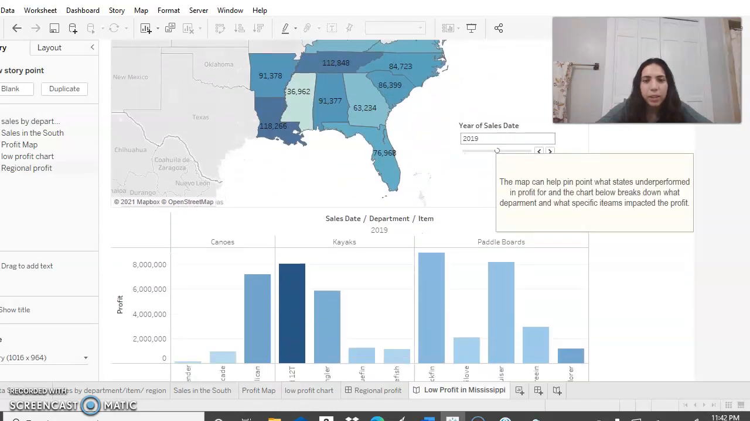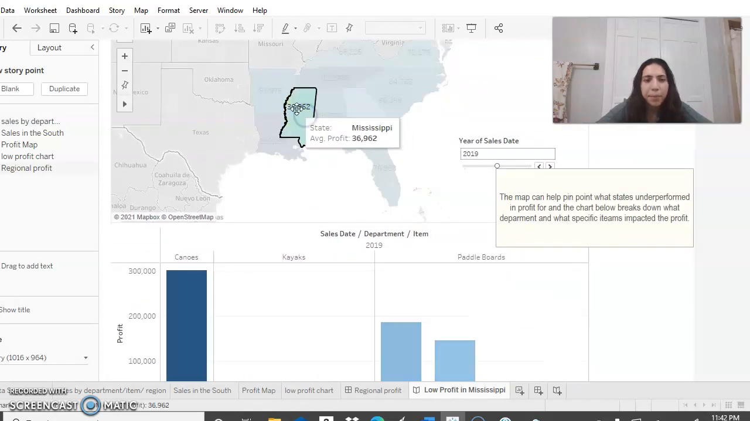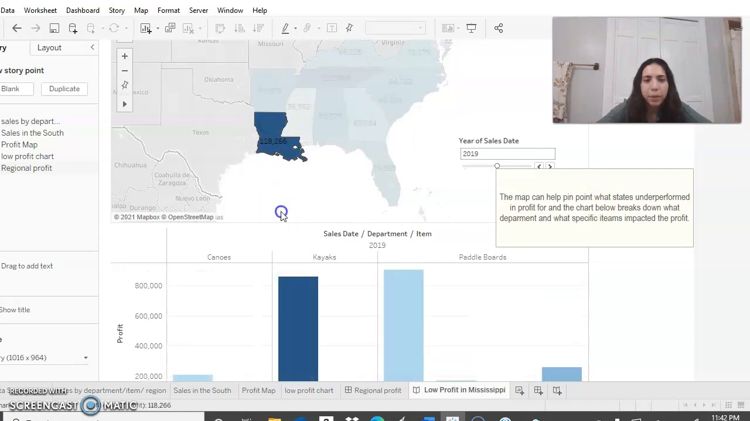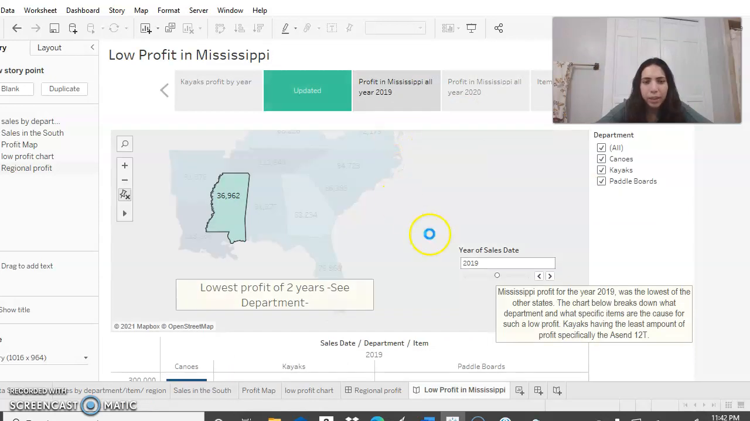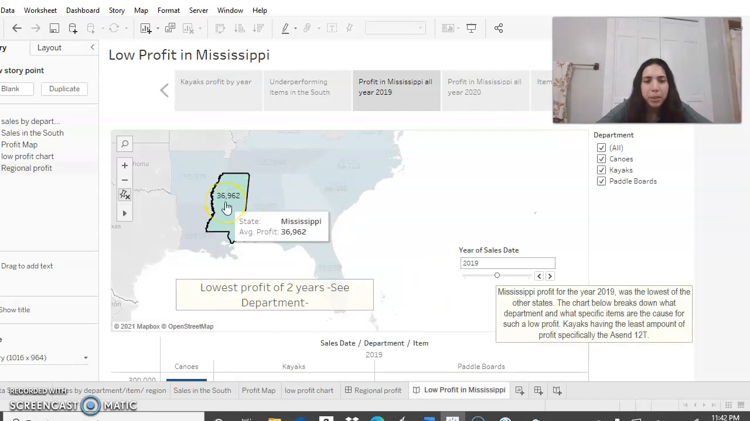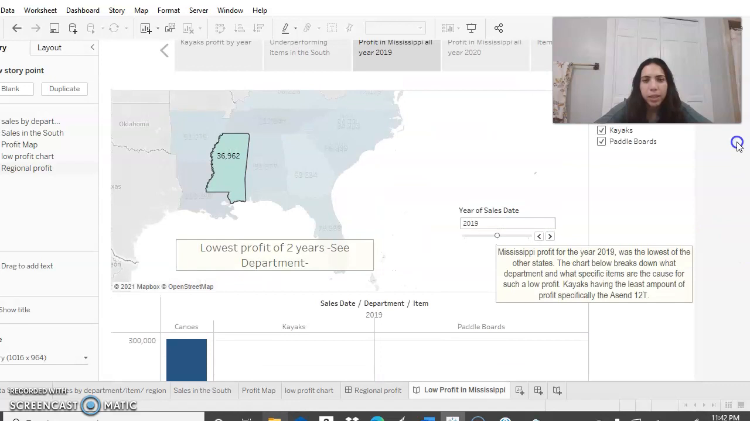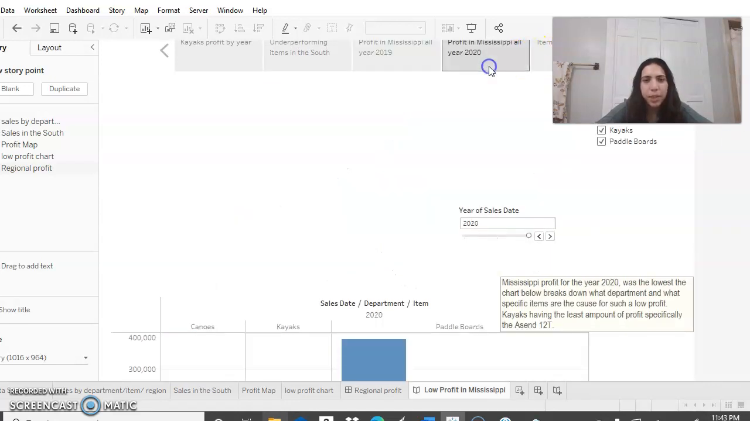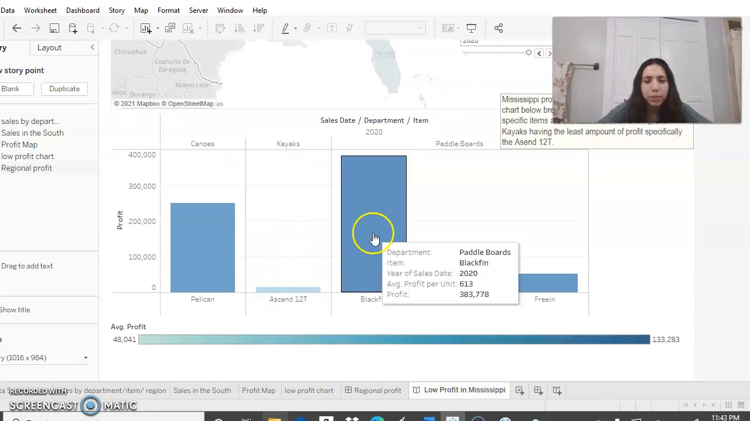And I decided to use the dashboard from earlier so we can select the different parts of the map to see which state had the different types of profit. And then I decided to focus on Mississippi and selected specifically their profit in 2019 to see which specific numbers this average profit per unit is represented by. And then I did 2020 as well, showing the same information but different profits.